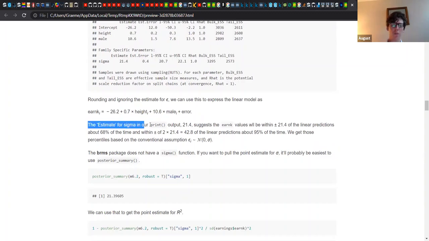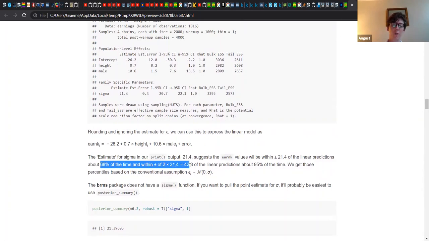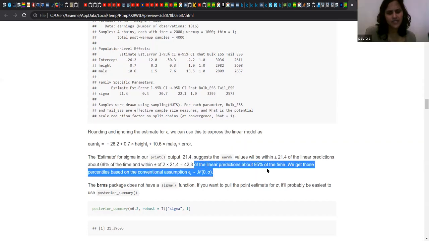The estimate for sigma in the printout suggests that earn values will be within plus or minus 21.4 of the line. That's about 68% of the time, and within 2 standard deviations, which is 42,800. Can you please tell me that like I'm a 3-year-old? That did not make sense.